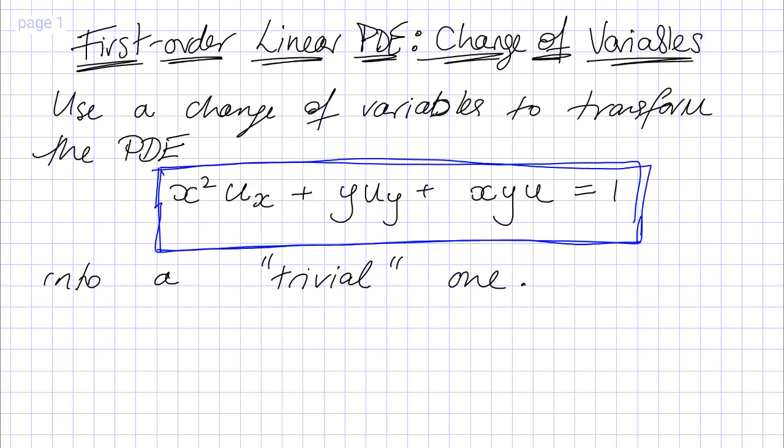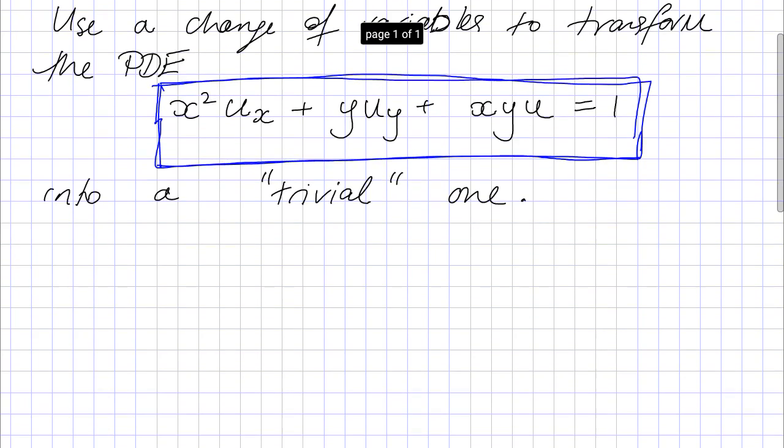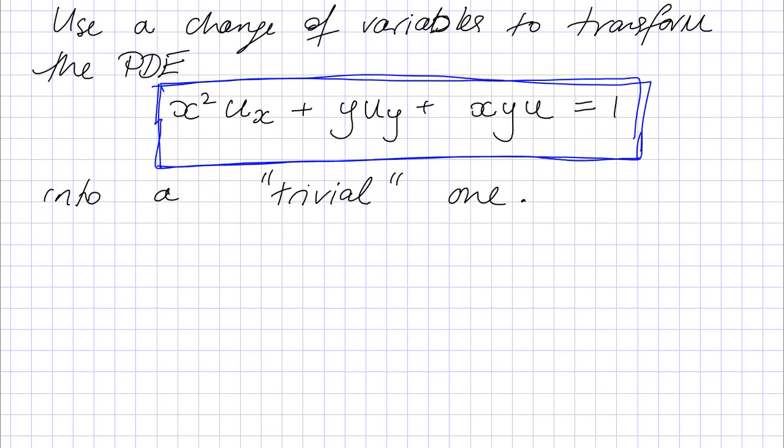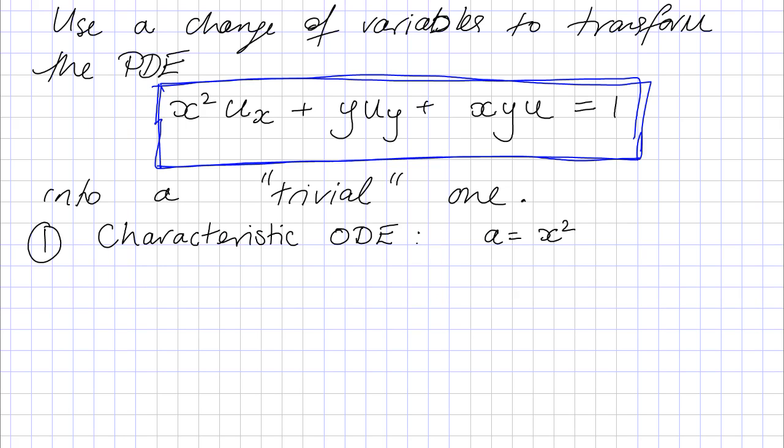We've got x squared du by dx plus y du by dy plus xyu equals 1. And this is what we want to turn into a trivial PDE. So the first step is to look at the characteristics, and so we need to look at the characteristic ordinary differential equation. In this case we can identify the coefficient A as x squared. That's whatever comes in front of the du by dx, that's x squared.